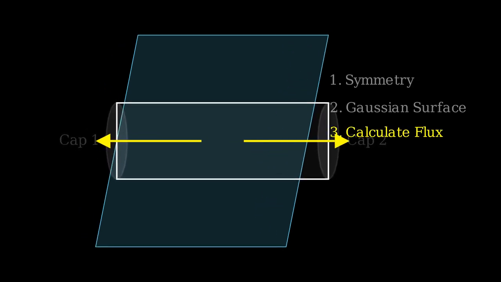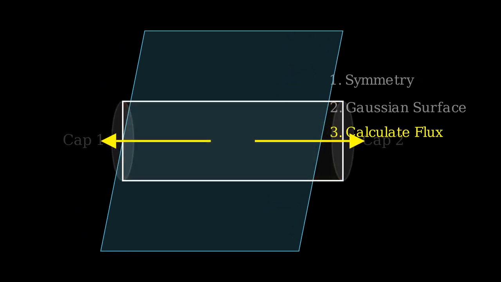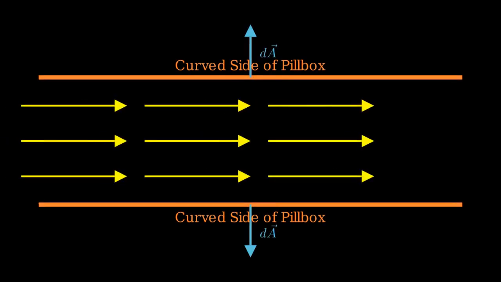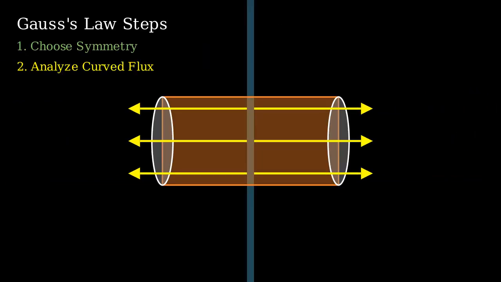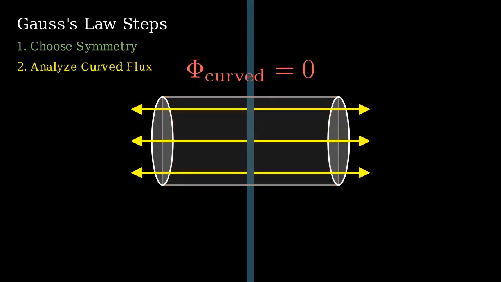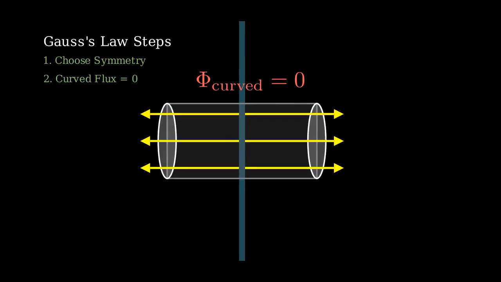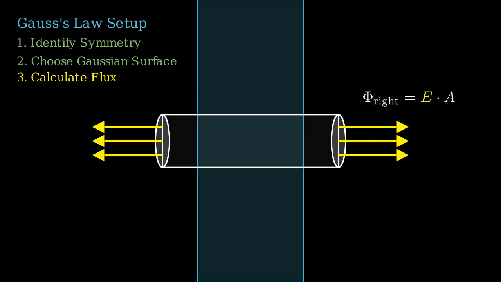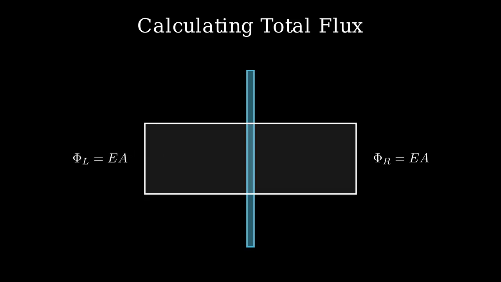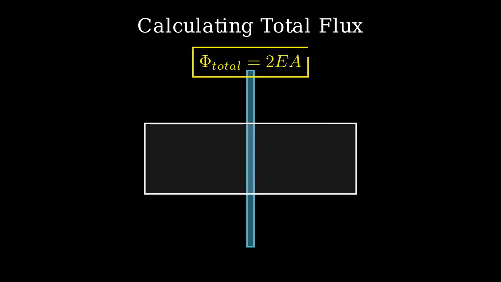For step 3, we calculate the electric flux. Let us look at the curved body first. Do any electric field lines pierce through this curved side? Pause and look closely at the diagram. No, they do not. The field lines run perfectly parallel to the curved wall, sliding right past it. So the flux through the curved part is exactly 0. But look at the two flat caps. The field lines pierce straight through them, hitting them perfectly head-on. The flux through the right cap is simply the electric field E multiplied by the area. Since there is an identical cap on the left side, we get another E times A. Adding them together, our total flux is 2EA.